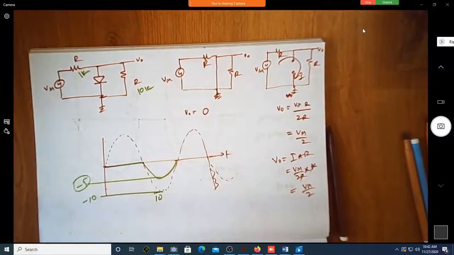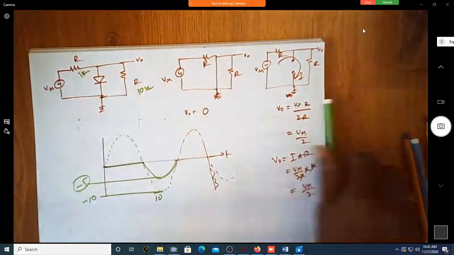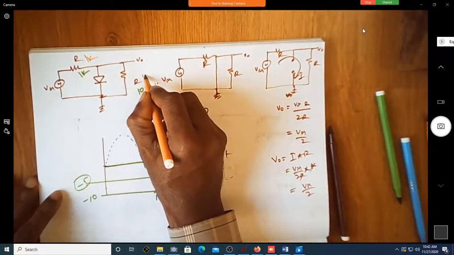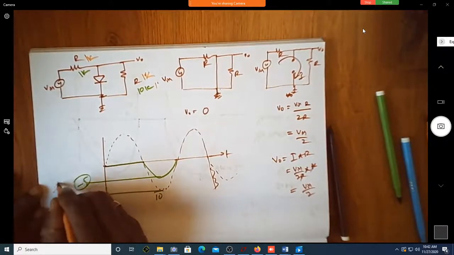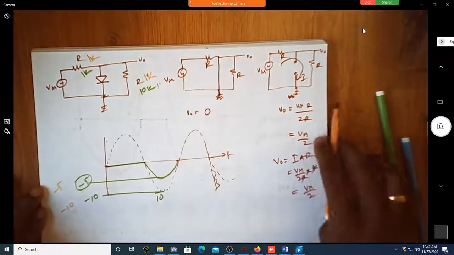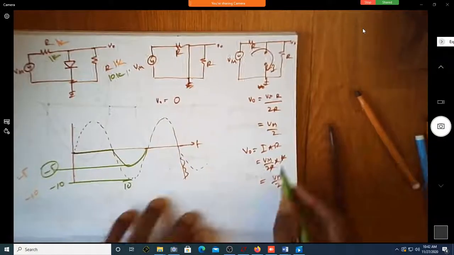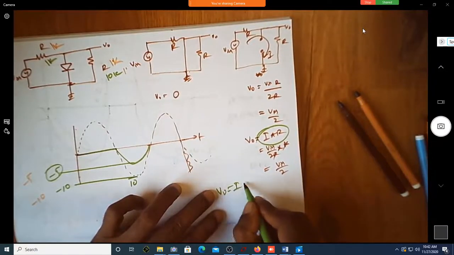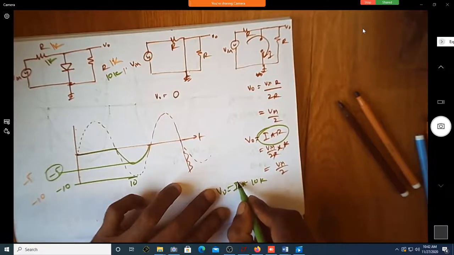Suppose if you make this 10k, if you make this 1k, can you tell me what is this voltage? Of course, if these two are 1k, 1k, this would have been minus 10. For minus 10, I would have got minus 5 for 1k, 1k. For 1k, 10k, what will be this expression? V in is equal to I into R. How much is R? 10k. How much is I actually?